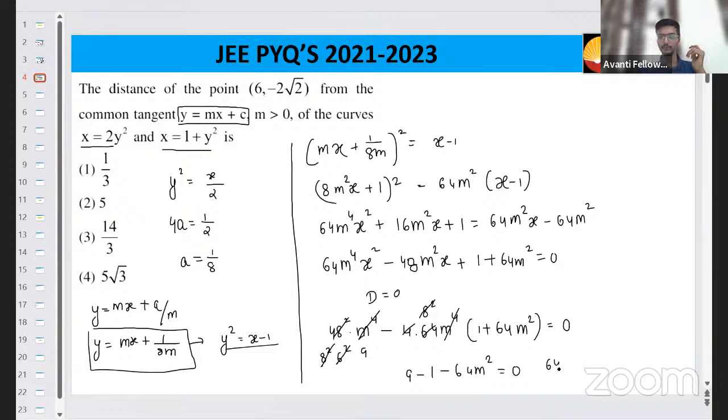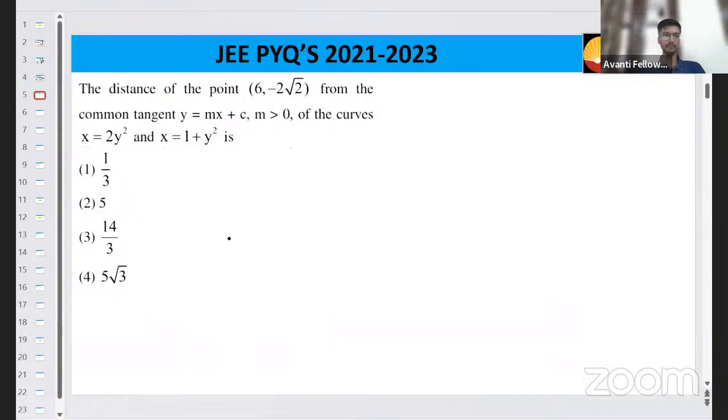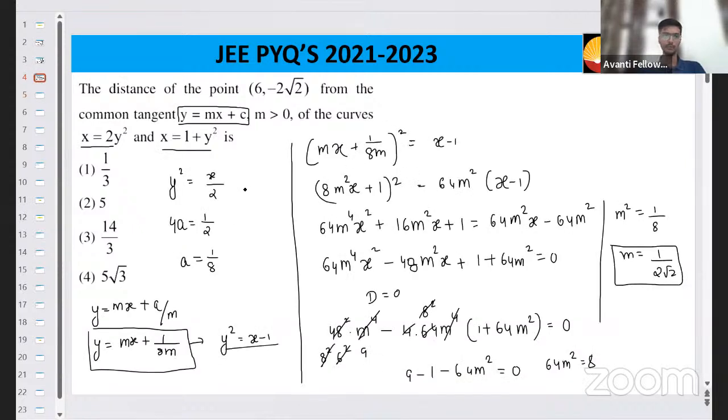So 64 m square is equal to 8, right? That means m square equals 1 upon 8. That means m is equal to 1 upon 2 root 2. So we got the value of m. Once we got the value of m, that means we got the equation of tangent. So let us substitute the value of m here. What will we get? We'll get y is equal to 1 upon 2 root 2.